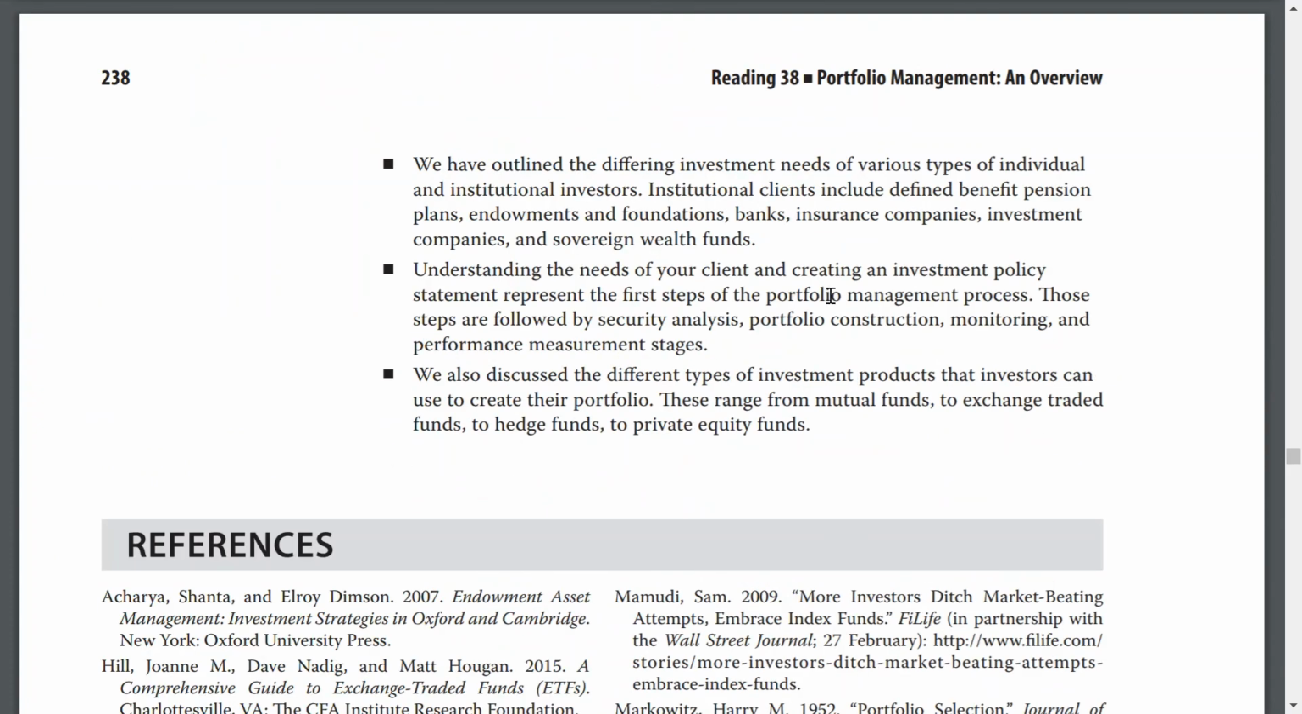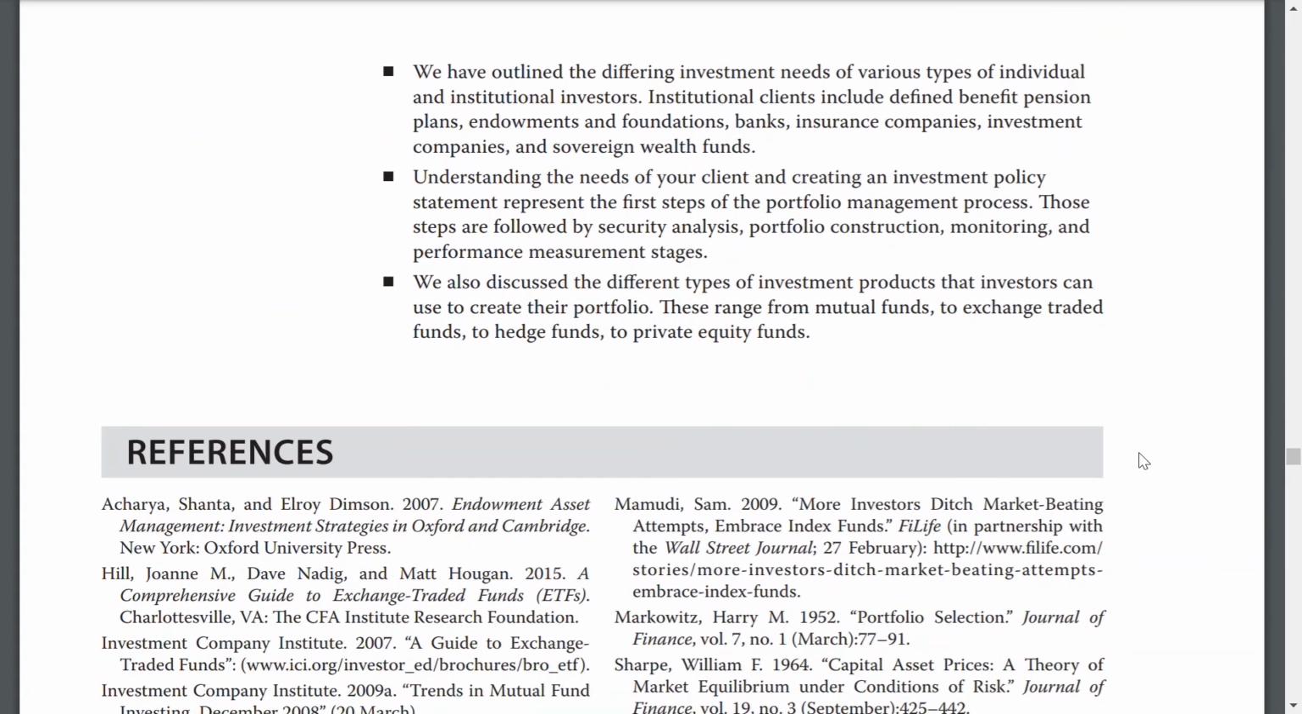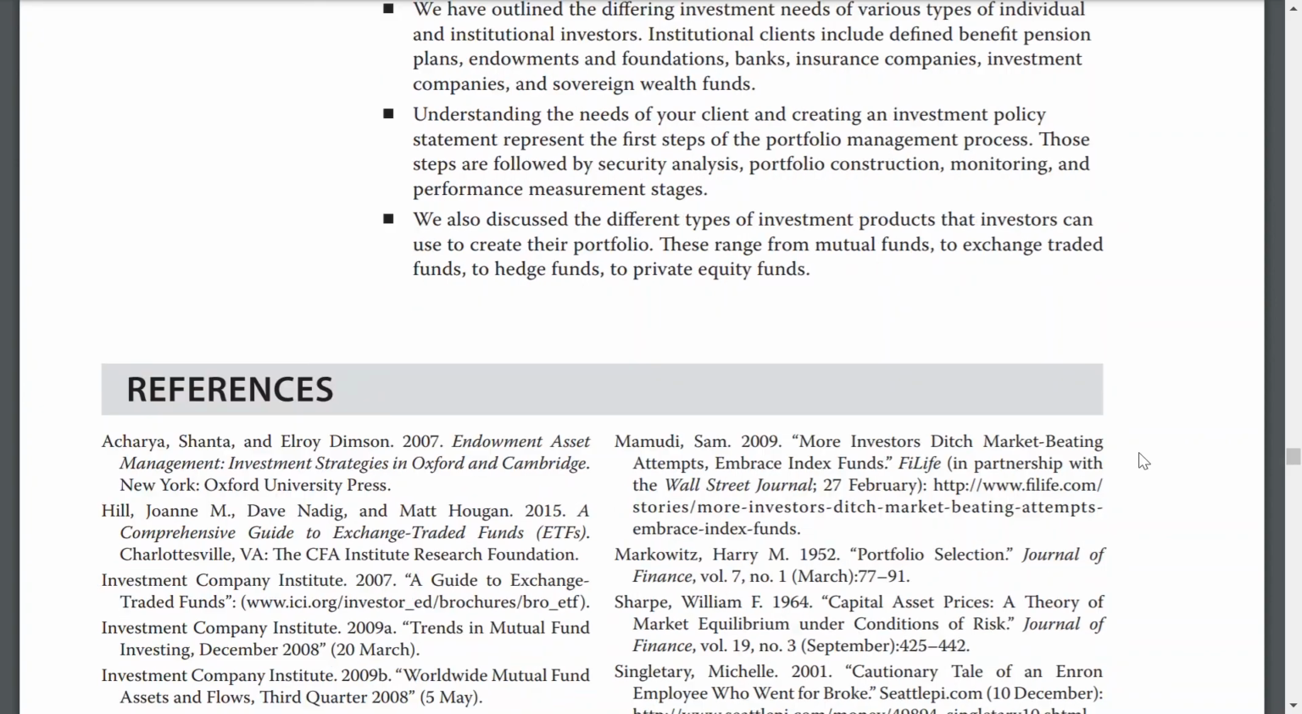Institutional clients include defined benefit pension plans, endowments and foundations, banks, insurance companies, investment companies, and sovereign wealth funds. Understanding the needs of your client and creating an investment policy statement represents the first step of the portfolio management process. The steps that follow are security analysis, portfolio construction, monitoring, and performance measurement. We also discussed the different types of investment products that investors use to create their portfolio. These range from mutual funds to exchange-traded funds, hedge funds, and private equity funds.